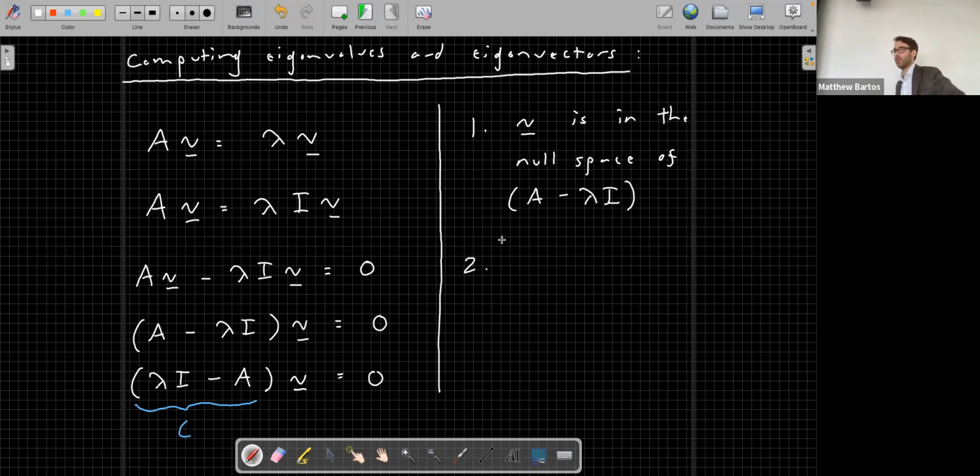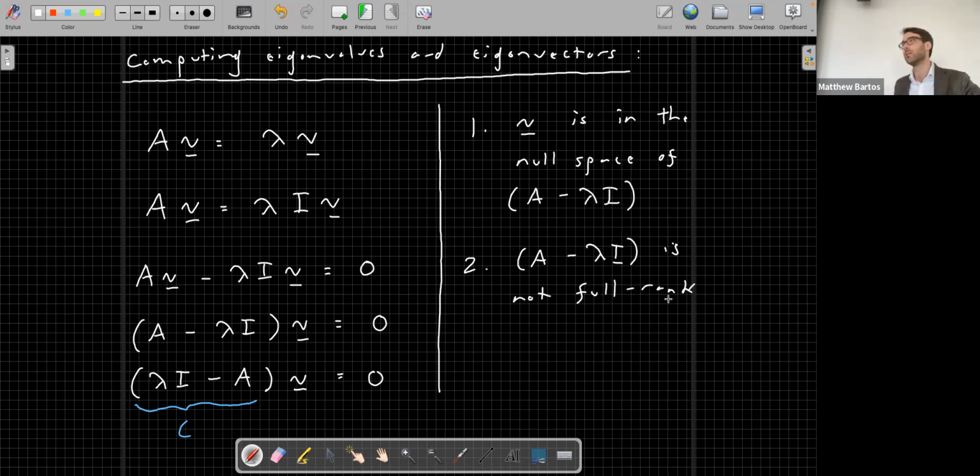What does it imply about the rank of A minus lambda I? Right, so A minus lambda I is not full rank. That also means that it is not, what can't we do to it? It's not invertible. So we can write that A minus lambda I is not full rank.